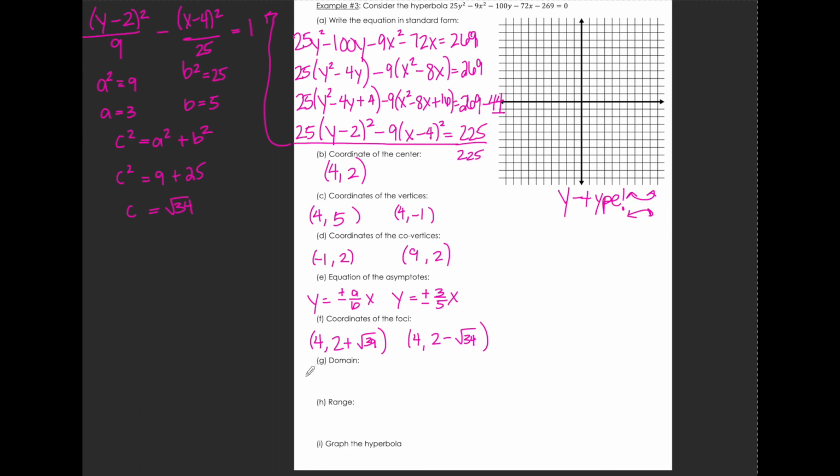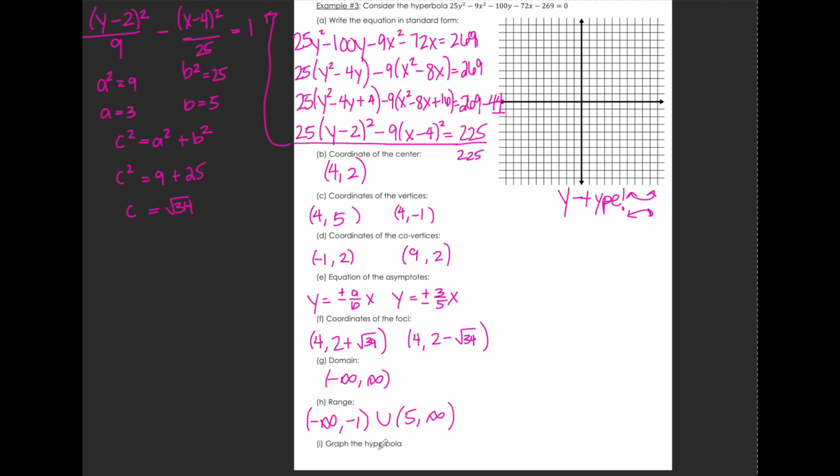The domain for a y-type equation is negative infinity to infinity. As this thing opens up, I hit every x value to the left and to the right. My range is just going to exclude those y values between the two vertices. So my range is going to be negative infinity to negative 1, and 5 to positive infinity.